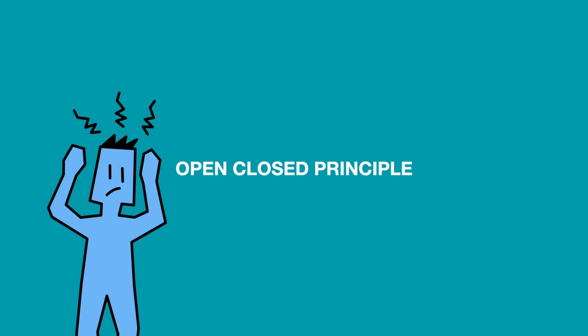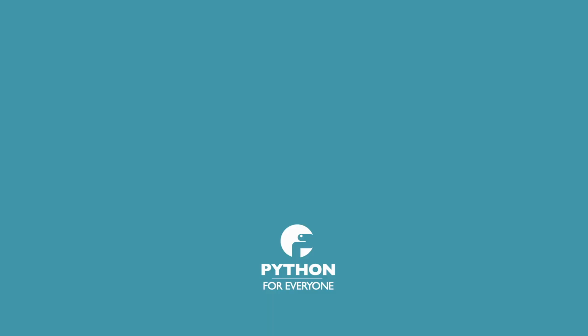And to learn more about that, click on this video right now. There you learn why switching on types is not a good idea and how to solve the problem with polymorphism.